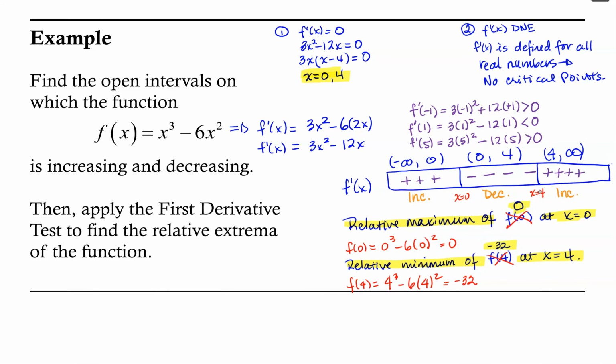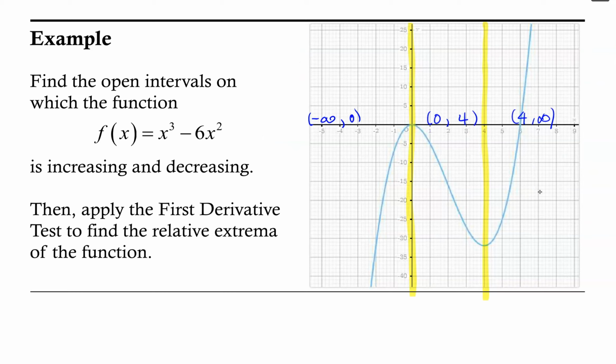And so to confirm the work we've done here, let's just take a quick look at the graph of this function. We anticipate seeing the function being increasing from negative infinity to 0 and from 4 on to infinity, and to be decreasing on the interval from 0 to 4. So let's take a look. So I've labeled the intervals on the x-axis on which we expected to see either the increasing or decreasing behavior.